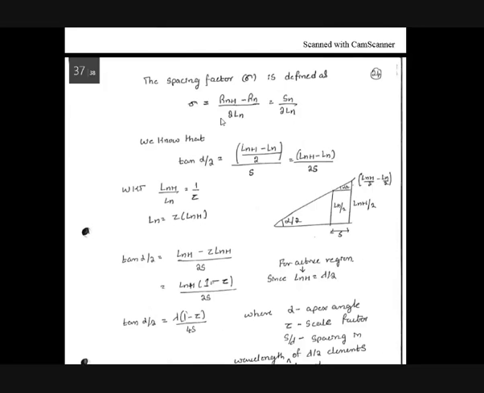Adjacent is nothing but here, this is s. Yes, we wanted to calculate this one, where exactly the spacing factor is. That is nothing but your sigma here. Sigma we wanted to understand, that's why we need to take this angle only.